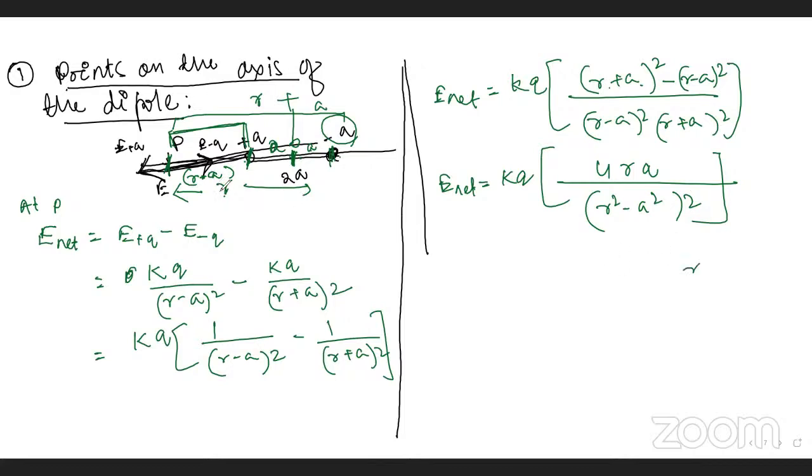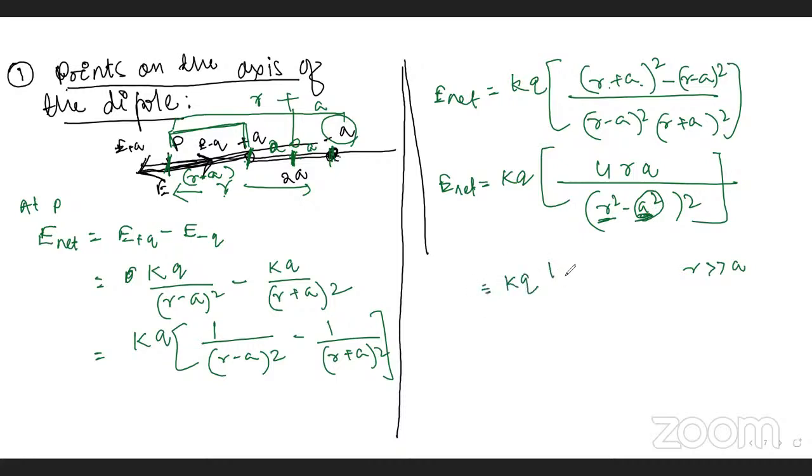Now R is very much bigger than A, and A is very small. So we can neglect A square. Let's say R is 1000 and A is 0.01. If we add 1000 plus 0.01, it will be 1000.01, a very small change. So A square we can neglect.